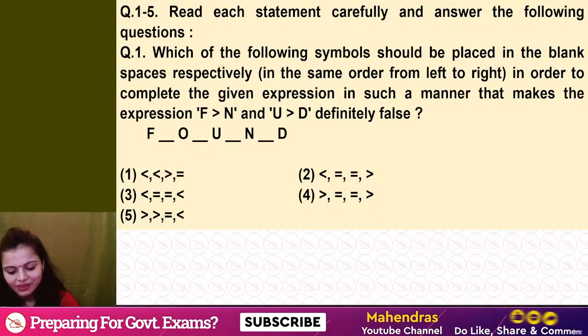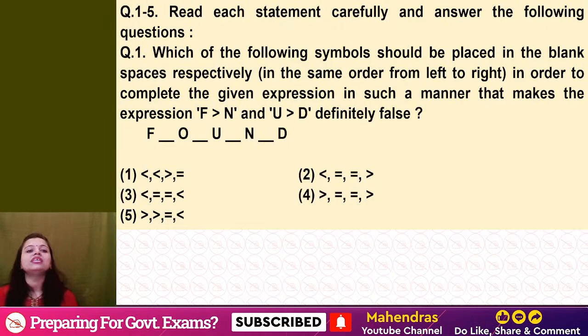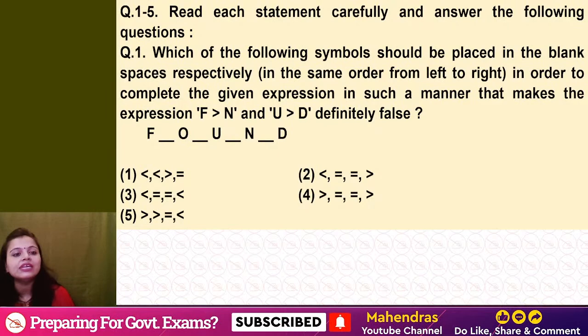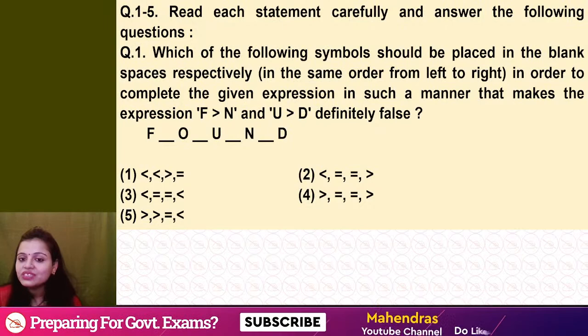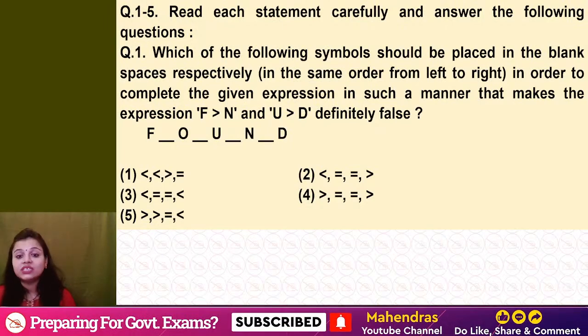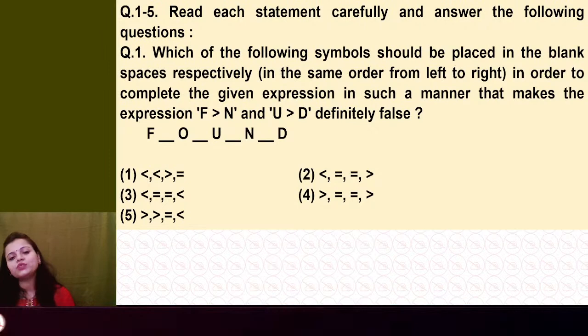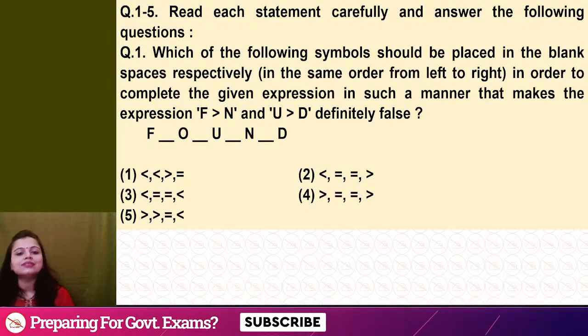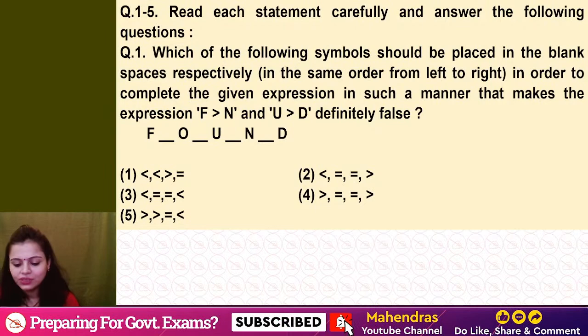Okay, so the question is, which of the following symbols should be placed in the blank spaces respectively? Respectively means in the same manner, in the same order from left to right, in order to complete the given expression in such a manner that makes the expression F greater than N and U greater than D definitely false. So first of all, what do you mean by definitely false?